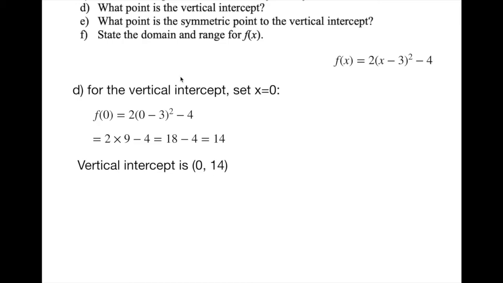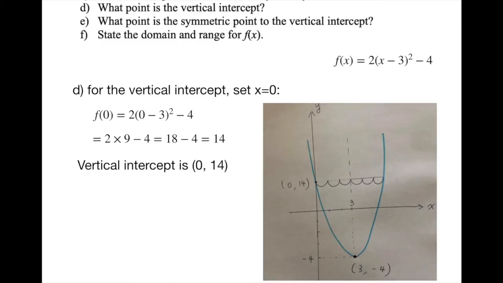So part E is asking, what is the symmetric point of the vertical intercept? For this part, you need to really draw the picture first. So what we already know: the parabola opens up, and the vertex is 3, -4, which is here. And the y-intercept is 0, 14. So it has a shape like this blue line, okay?